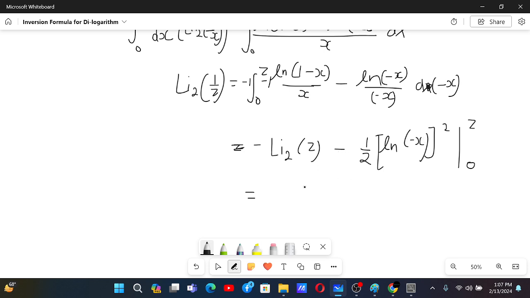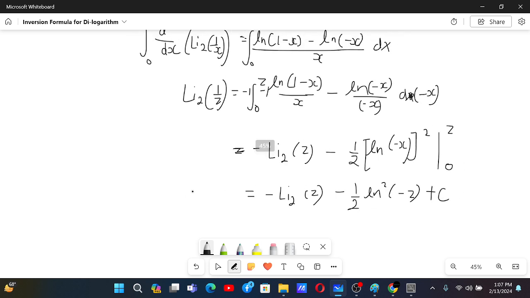So for that purpose, how we can do this is basically this is minus ln 2 of g, and now we will write this as 1 by 2 ln square of minus g. And then since we don't know the other value, let us write this as plus c only. Now we know that this is Li2 of 1 by g. Now to find the plus c, we also have an alternative way.